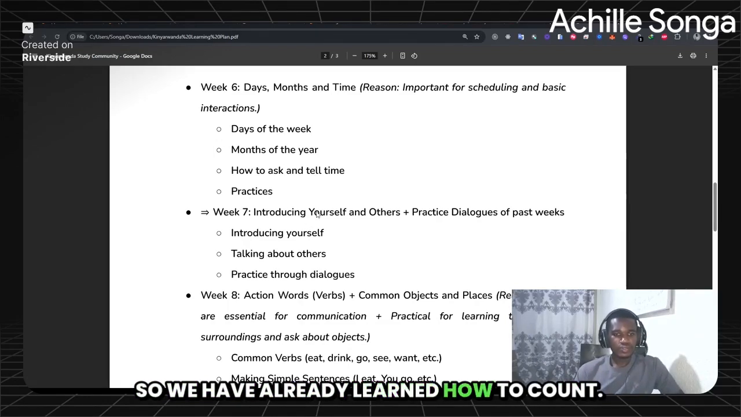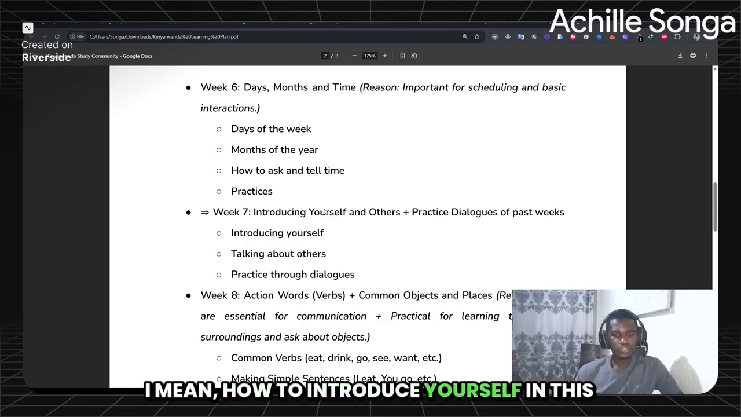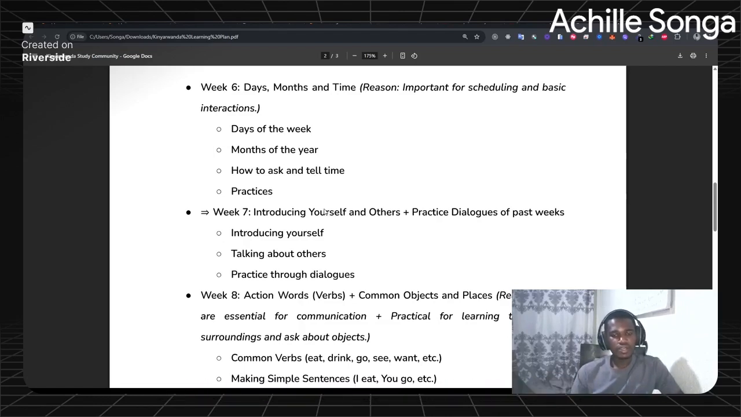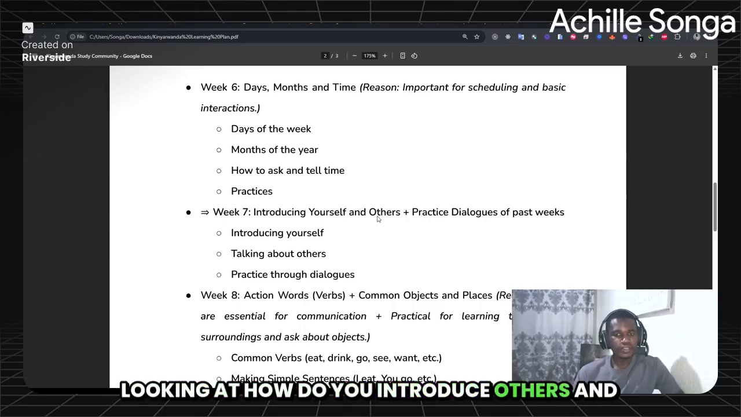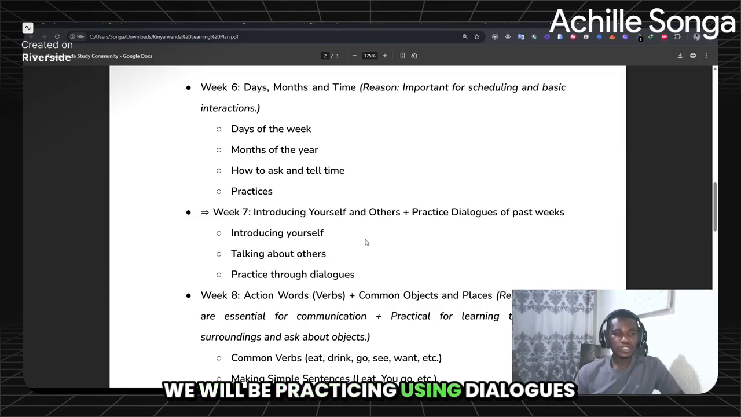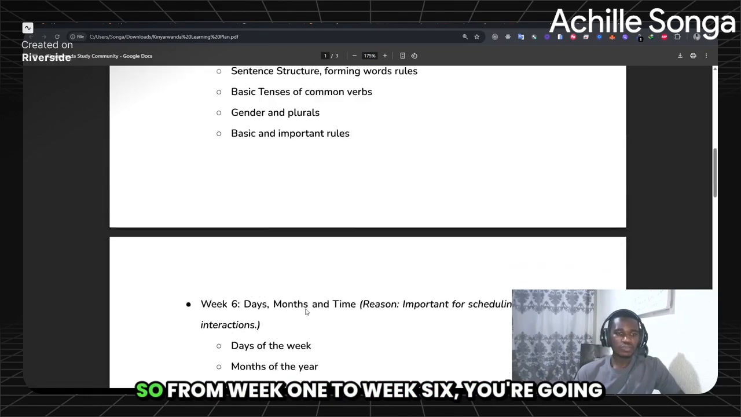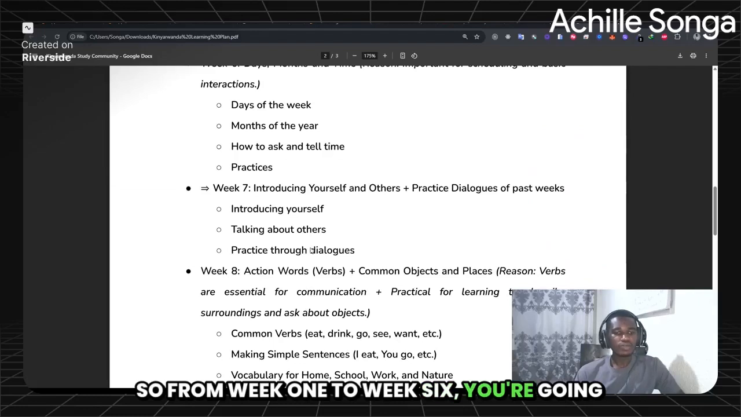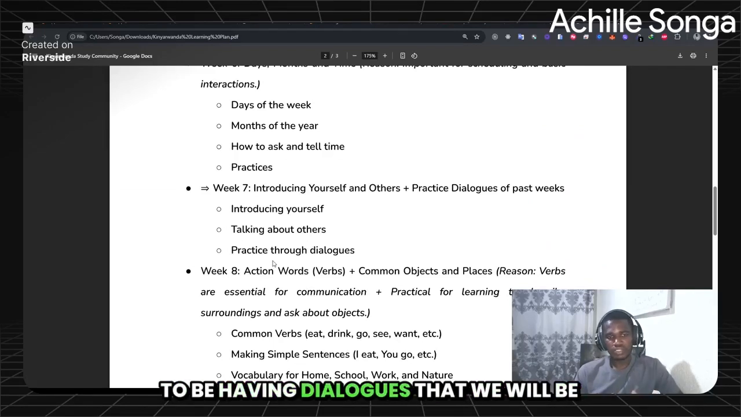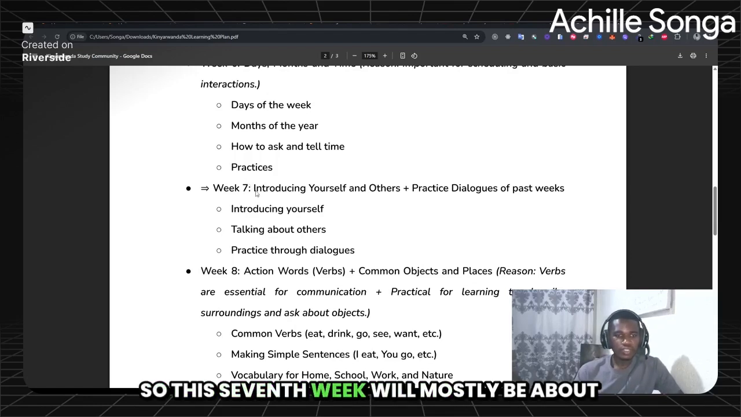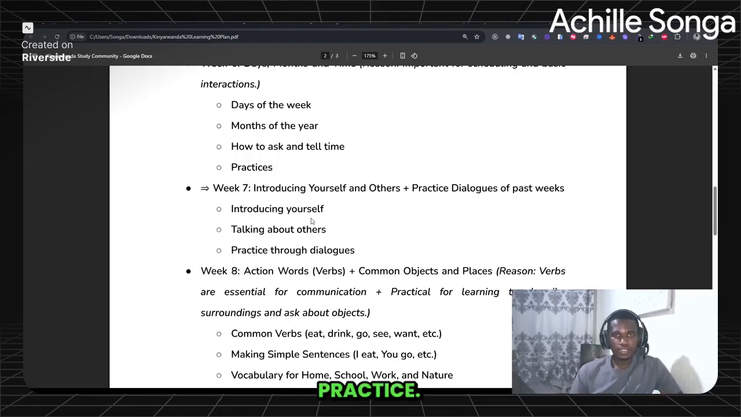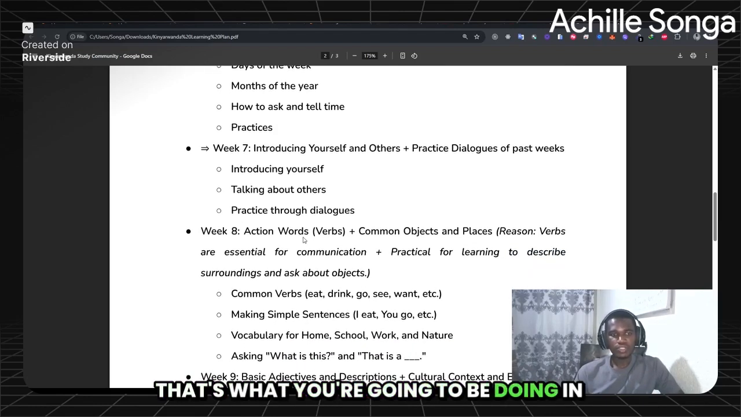So we have already learned how to count, how to introduce yourself. In this week 7, we'll be reviewing all of that, and then we're going to be looking at how you introduce others, and we will be practicing using dialogues covering the past weeks. So from week 1 to week 6, we're going to be having dialogues that we will be looking at to practice what we have already learned. So this 7th week will mostly be about practice. Every day we're going to be having the practice sessions. That's what we're going to be doing in week 7.